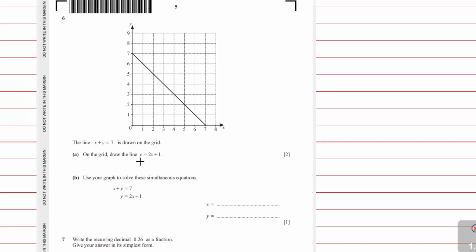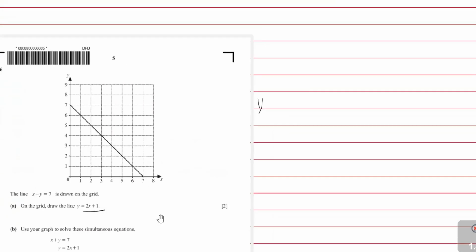On the grid, draw a line y equal to 2x plus 1. To draw a line y equal to 2x plus 1, we will take some values of x. Look here, firstly we take values 0, 2 and 4. Now y equal to 2x plus 1, for x equal to 0.